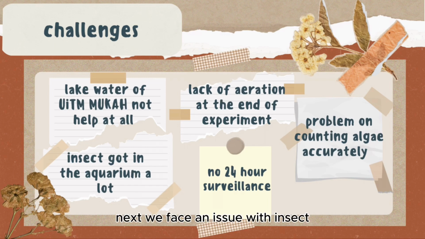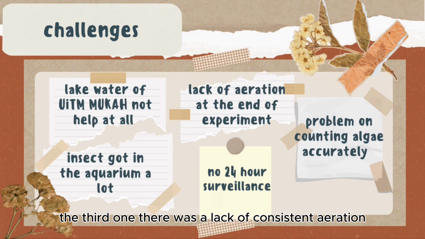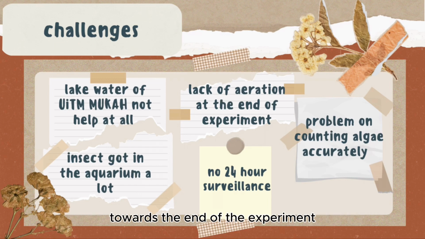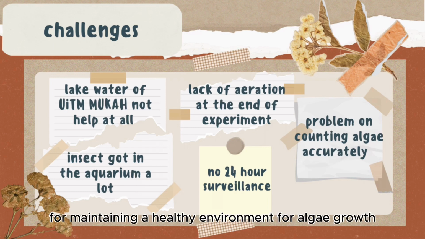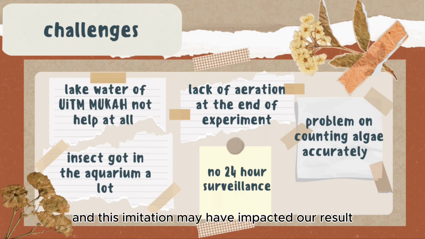Next, we faced an issue with insects frequently getting into the aquarium. This disrupts the experimental environment and could have affected the algae culture. The third one, there was a lack of consistent aeration towards the end of the experiment. Proper aeration is essential for maintaining a healthy environment for algae growth, and this limitation may have impacted our result.